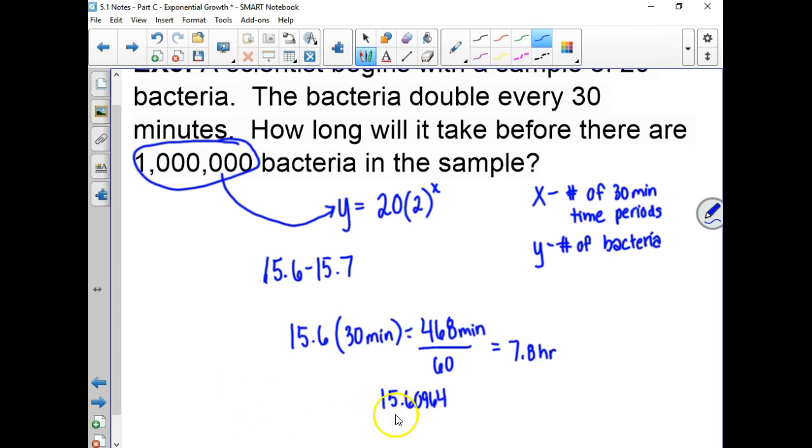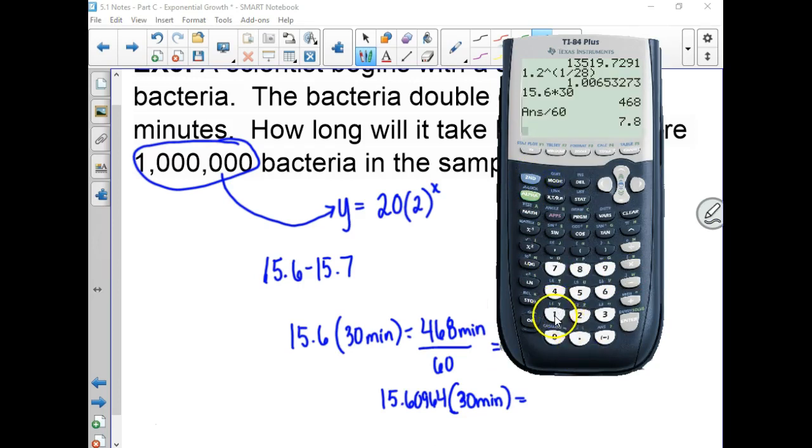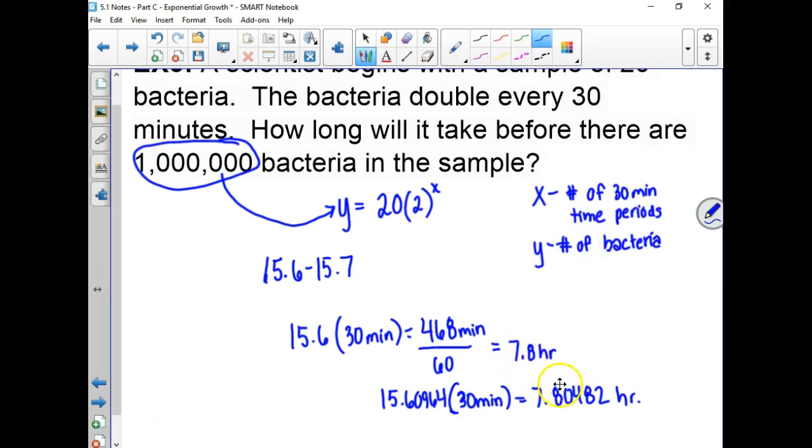So if we had exactly 15.60964, we could multiply the 0.60964 by 30 minutes. Sorry, 0.60964 times 30, and then divide that by 60, and we get 7.80482 hours. So it's very close to what we had here, but more precise in this case.